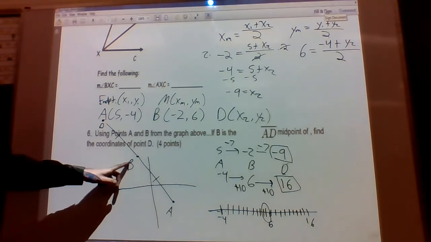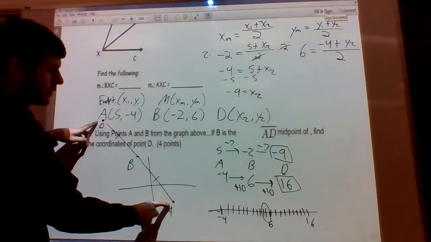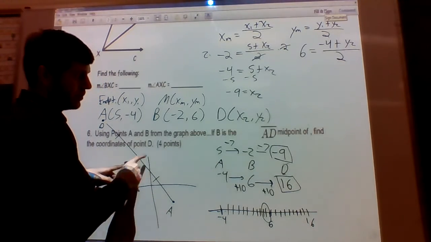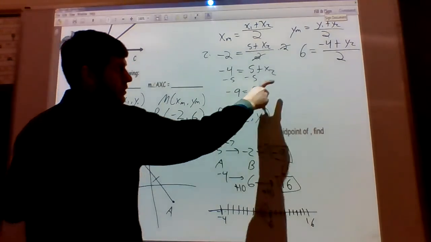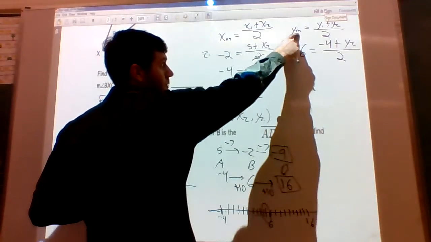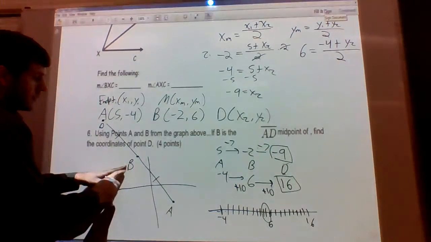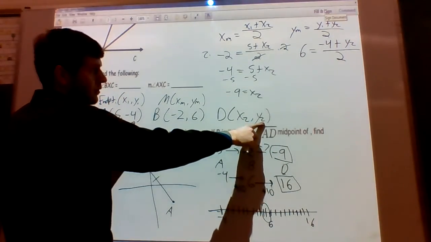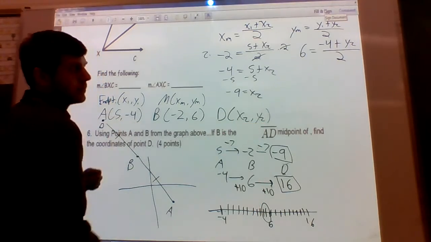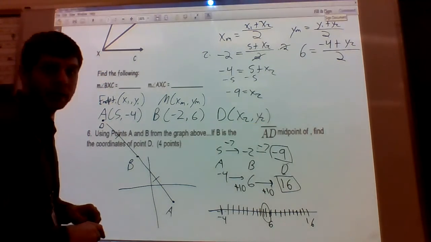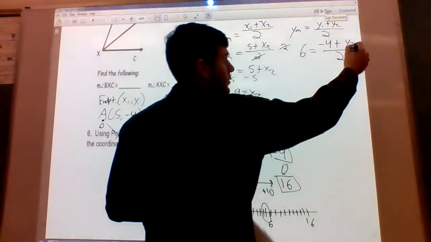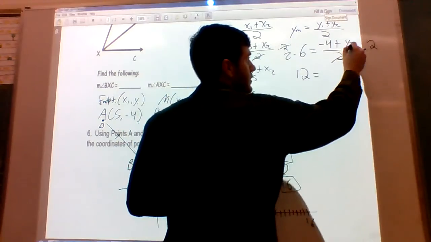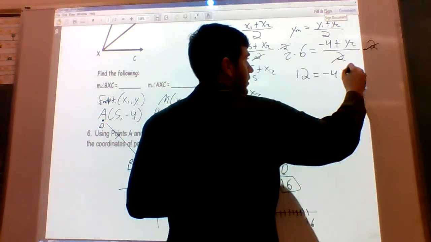So our midpoint is B. Our endpoints are A and D. So the midpoint y value is the y value of B, which is 6. So 6, we're substituting that in for ym, which is the midpoint value of y. Then we substitute in our y values for A and D, which is negative 4 and y2. We have to solve for y2 now, so we have to get 2 out of the denominator. So we multiply both sides by 2. We get 12 equals, these 2's cancel, negative 4 plus y2.